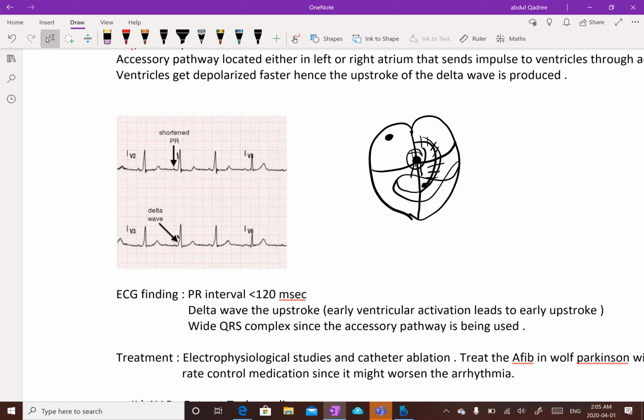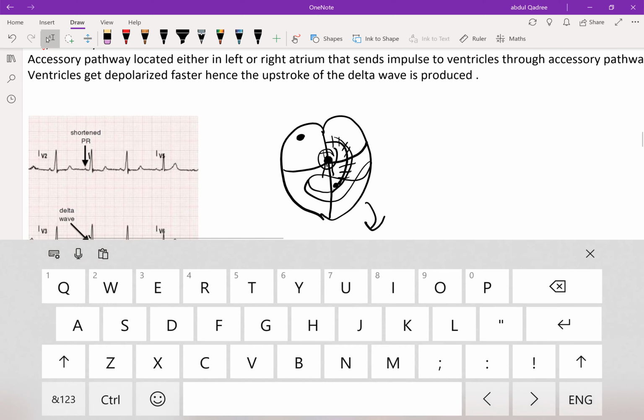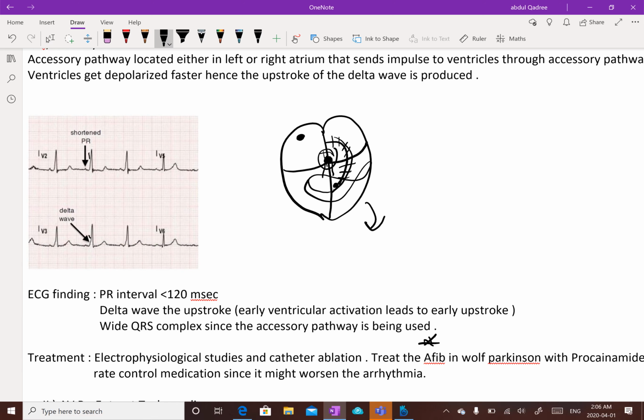Treatment, as you guys know, is electrophysiological studies and catheter ablation, which is the best treatment. And if somebody has atrial fibrillation with Wolff-Parkinson-White syndrome, this is a high-yield question, ladies and gentlemen, then make sure you don't treat them with, for example, calcium channel blockers or beta blockers.